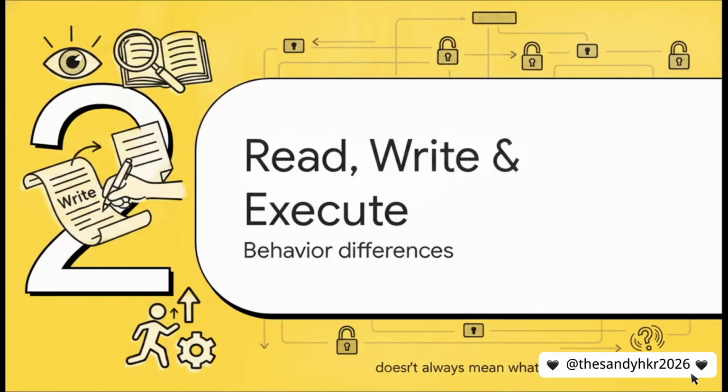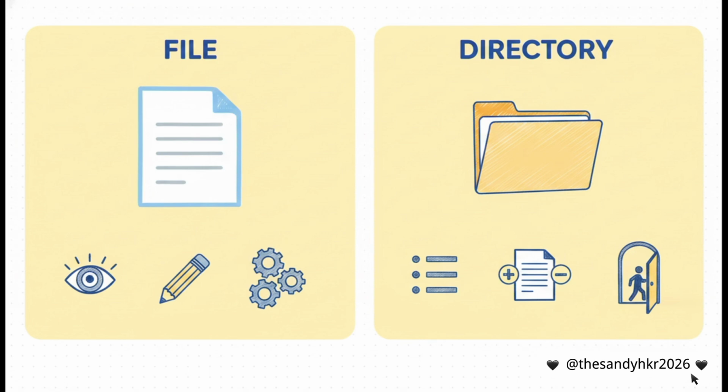Moving smoothly along to section 2, read, write, and execute, and how these permissions behave completely differently depending on the context. So this right here is a massive stumbling block for a lot of administrators. On regular files, permissions make total sense, right? Read lets you view the contents, write lets you modify the file, and execute lets you run it as a program or a script. Easy.